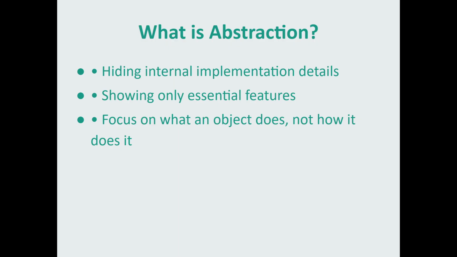In OOP, abstraction helps programmers focus on what an object does rather than how it does it. This helps reduce complexity and makes the system easier to use and maintain.